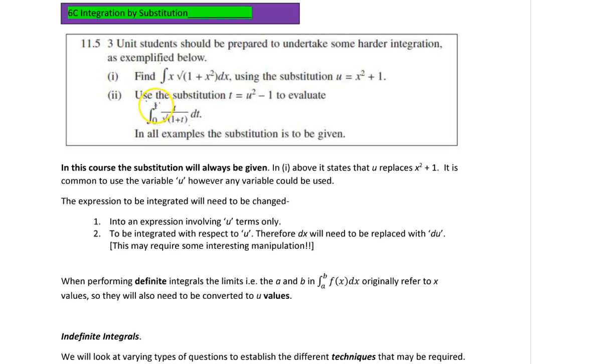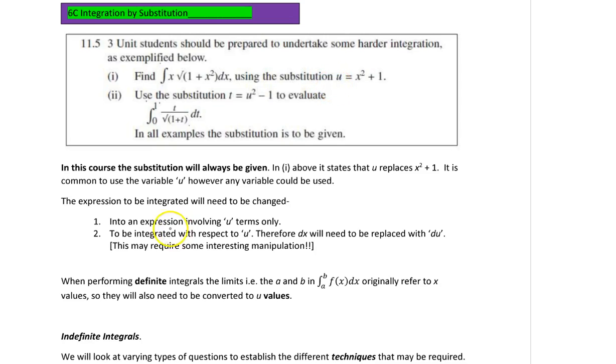The only difference between 1 and 2 is now we're talking about definite integrals. So we've actually got limits on our integral, and we know the answer to that will be a number, as opposed to this, where the answer will be an expression. Okay, so there's nothing specific about u. You might see somewhere they say use v or use w, any letter really. However, u is really common.